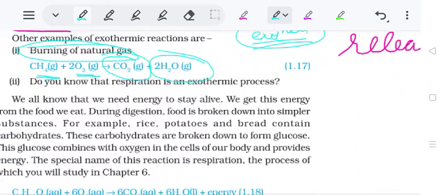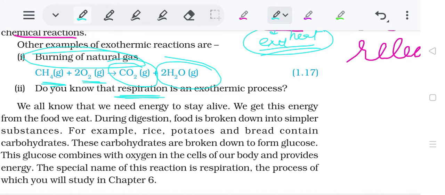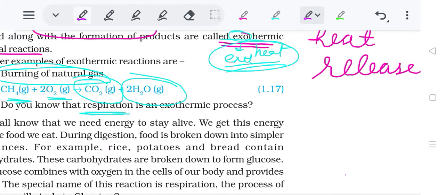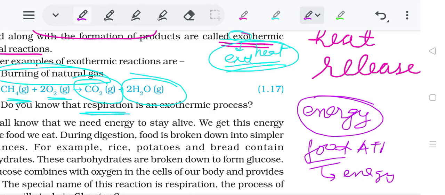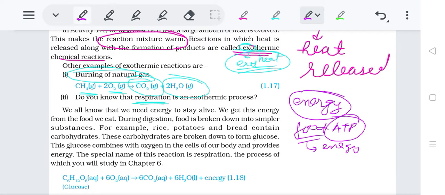Did you know that respiration is an exothermic process? Yes, we knew that, because in respiration energy is released. You take in food, you convert it into energy, which is ATP. So there is a release of energy. We can see that these carbohydrates are broken down in the form of glucose. Glucose combines with oxygen in our cells and provides energy. The special name of the reaction is respiration.